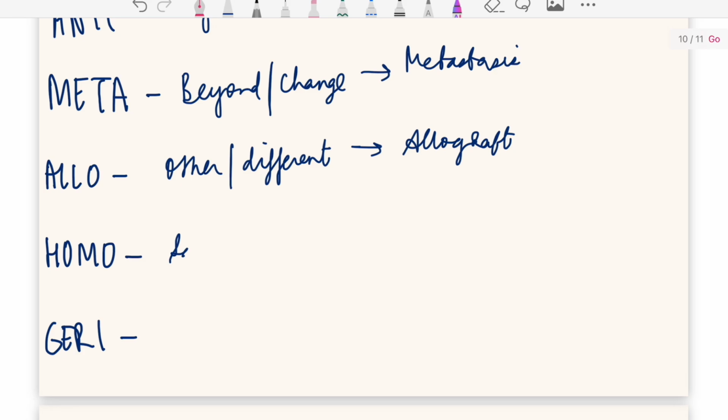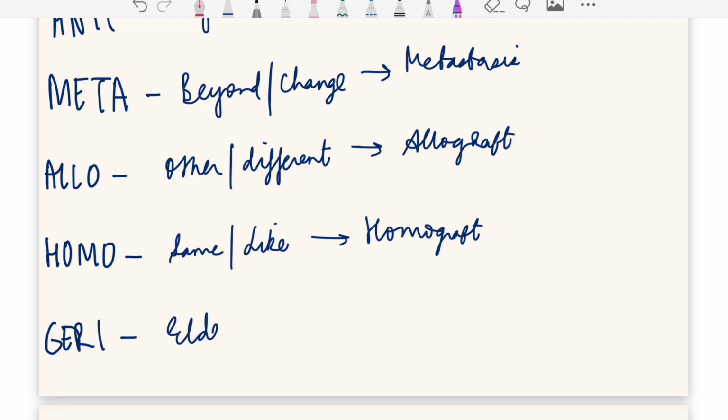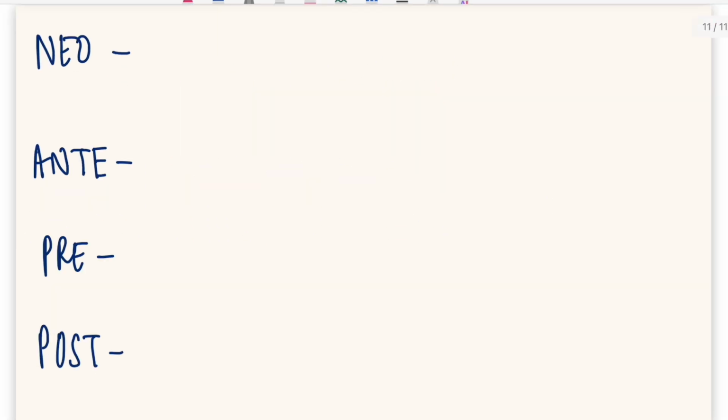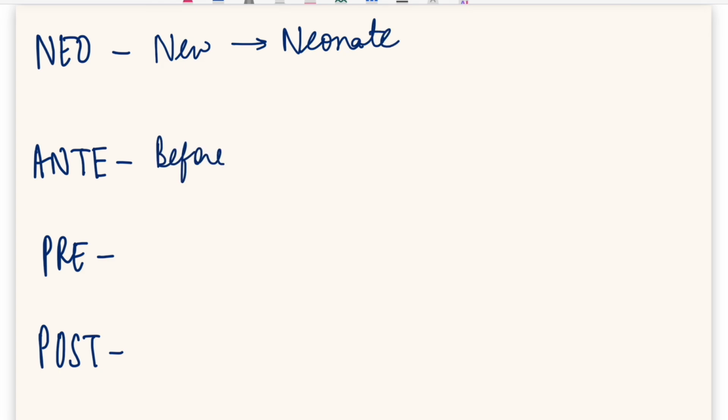Now comes homo. Homo means same or like. Example is homograft. Homograft is tissue or graft from the same species. Geri refers to elderly or old age. For example, geriatrics. Geriatrics is a branch of medicine that deals with older people. Neo means new. For example, neonate. Neonate is a term used for newborn babies. Ante means before. Example, antenatal. Antenatal refers to before birth.